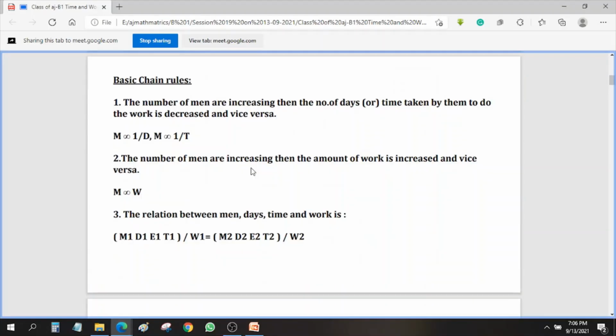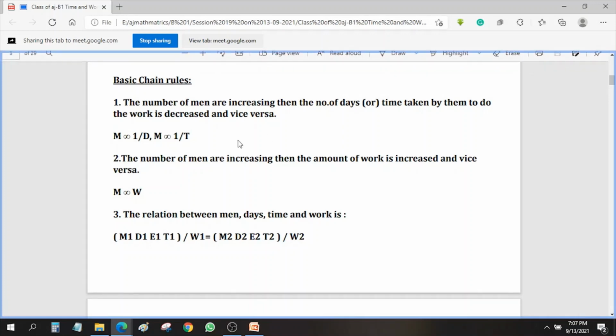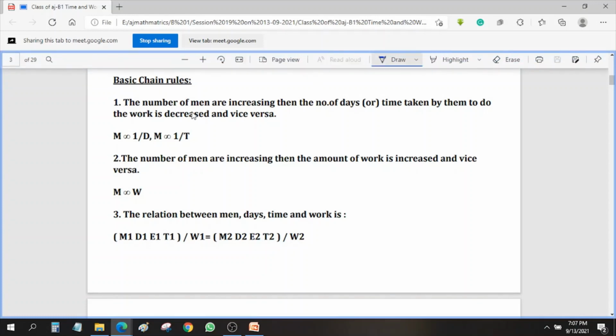So we have a few basic rules here: if the number of men is increasing, the number of days or time taken by them to do the work is decreased. Okay, so by general case also we can understand the basic things here. If men are increasing, obviously the number of days or the time taken will be decreased. So men and days are inversely proportional, men and time are also inversely proportional.